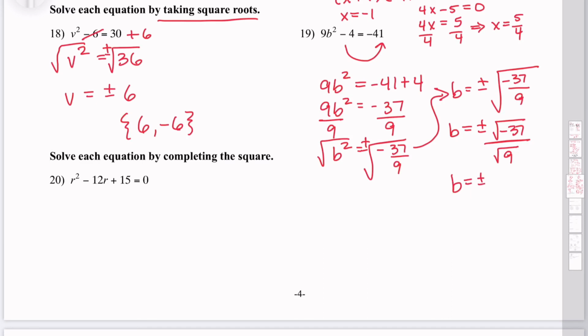So again, the square root of a negative number is i, so we can take that out. 37 is actually a prime number. We cannot simplify, so we're going to leave the 37 inside the radical. But the square root of 9 is a whole number, it's 3. So we're going to leave that in our denominator. b equals positive i root 37 over 3 and negative i times root 37 over 3.